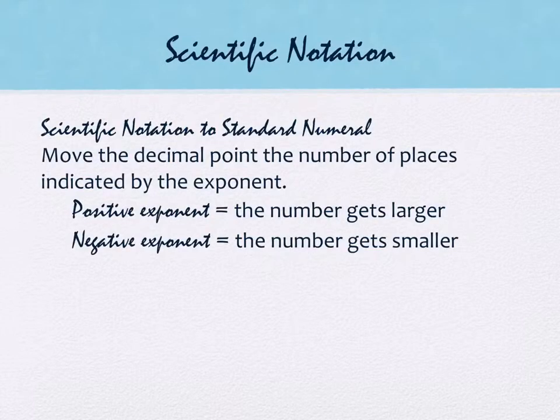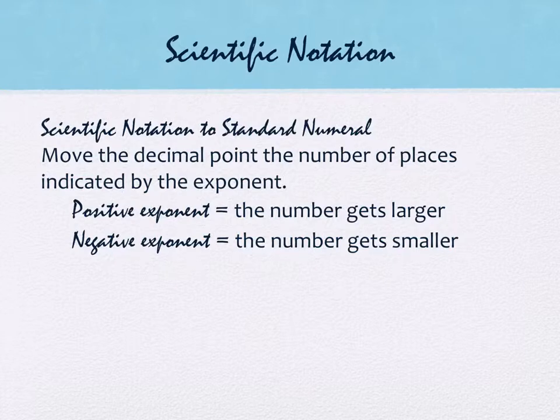Okay, let's go the other direction now, turning scientific notation into standard form, or standard numeral. We're going to move the decimal point the number of places indicated in the exponent. And what you keep wanting to remind yourself is that a positive exponent is a large number, and a negative exponent is a small number.